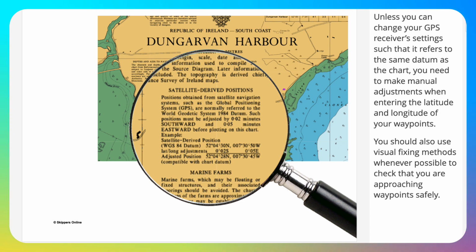Unless you can change your GPS receiver settings such that it refers to the same datum as the chart, you need to make manual adjustments when entering the latitude and longitude of your waypoints. You should also use visual fixing methods whenever possible to check that you are approaching waypoints safely.